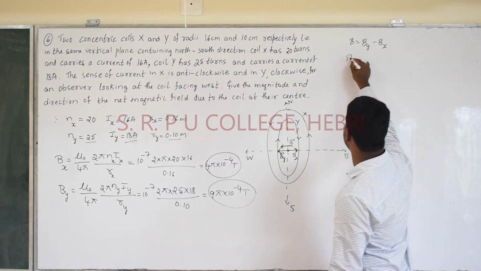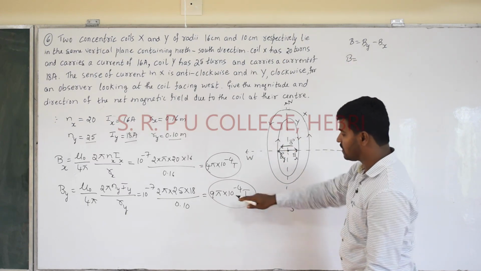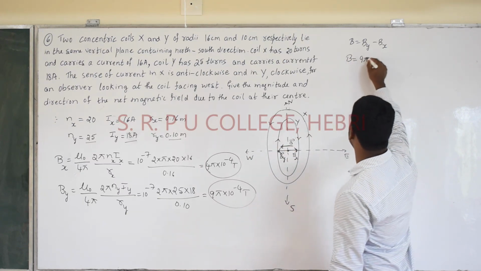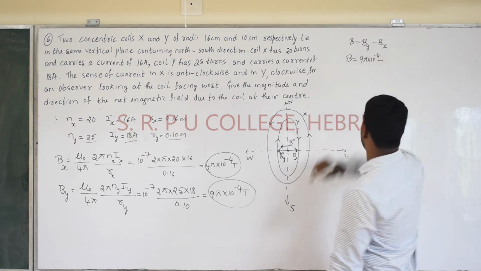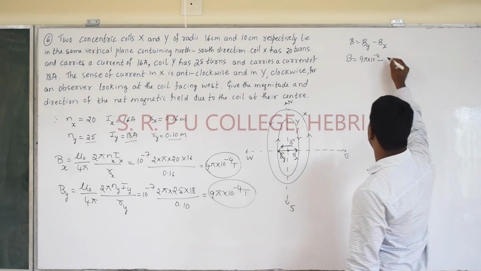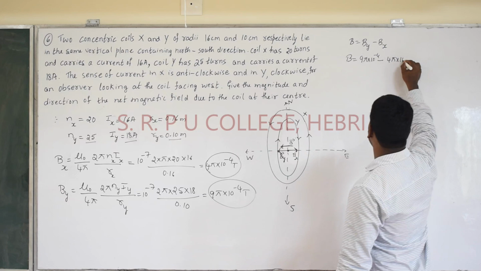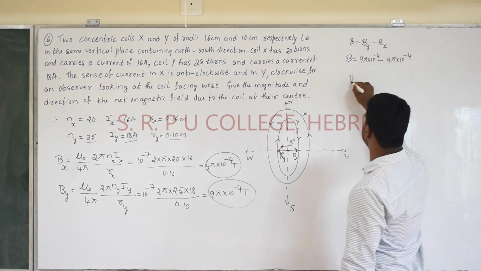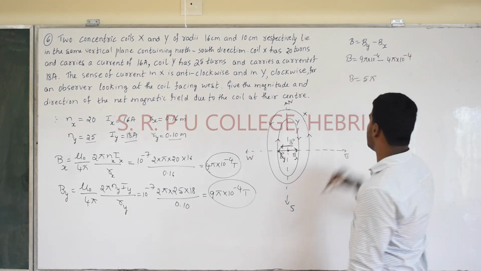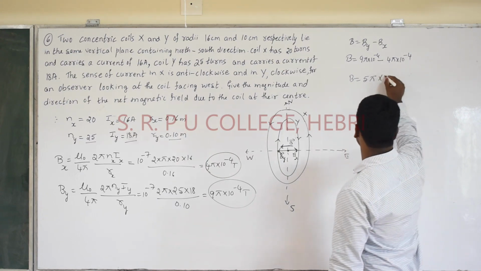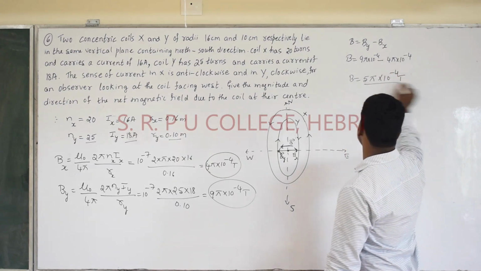Therefore, the magnetic field B is equal to 9 pi into 10 raised to the power minus 4 minus 4 pi into 10 raised to the power minus 4. By simplifying this, B is equal to 5 pi into 10 raised to the power minus 4 Tesla, which is the answer.